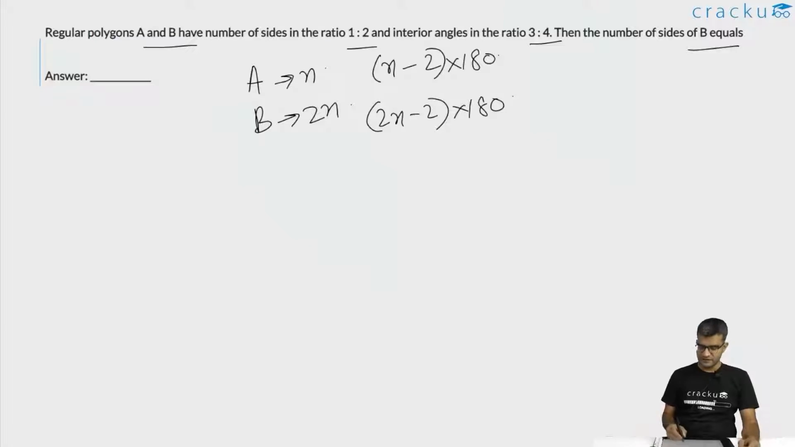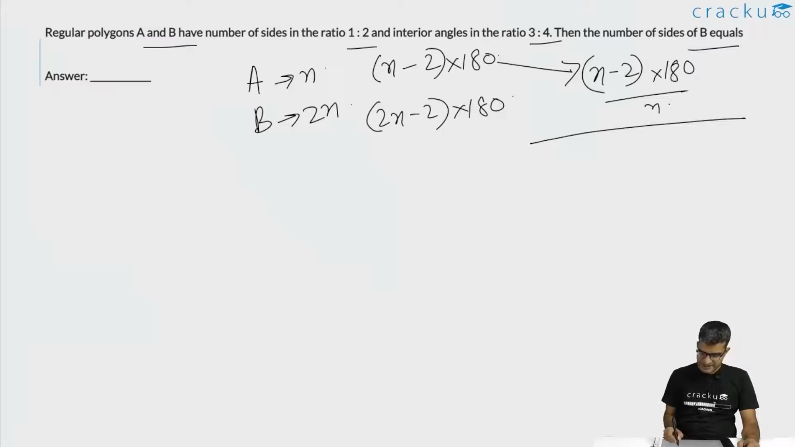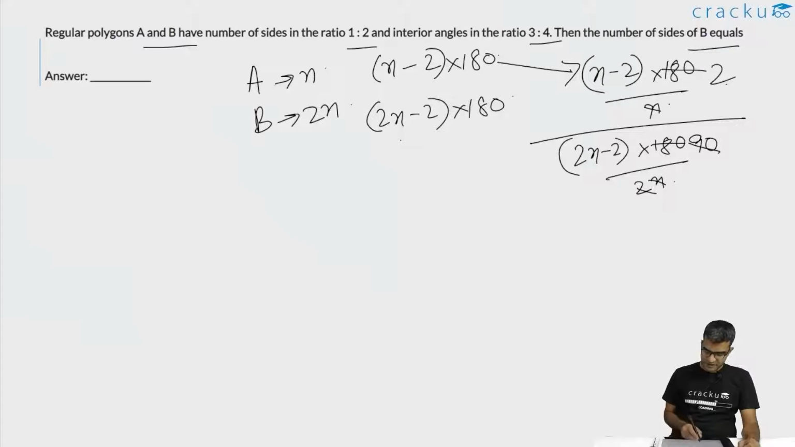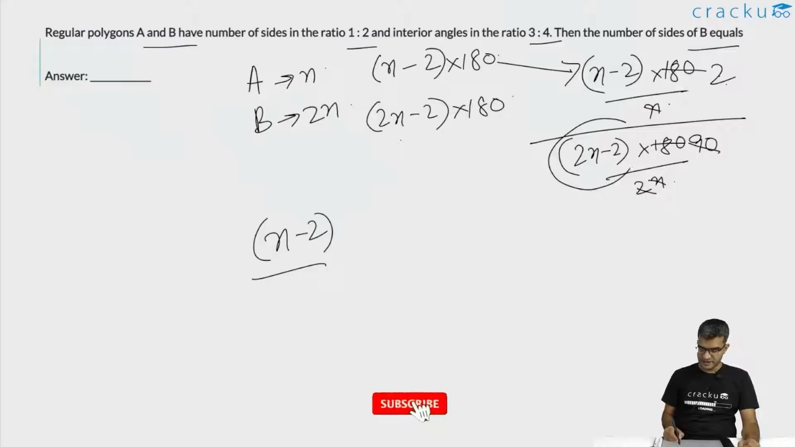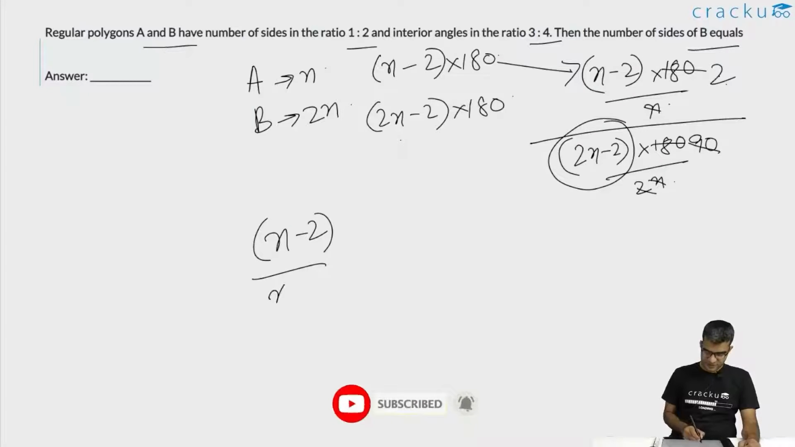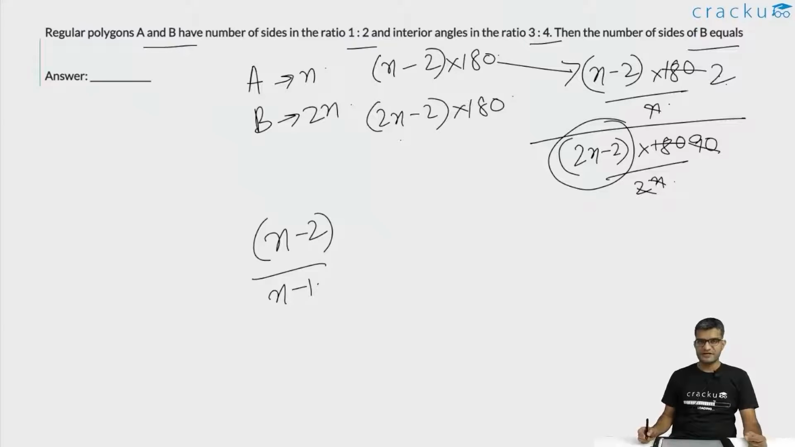So each interior angle of A will be (n minus 2) into 180 divided by n, and each interior angle of B will be (2n minus 2) into 180 divided by 2n. You can cancel n in the denominator. This will be 90. 180 divided by 90 is 2. So the required ratio is (n minus 2) divided by, you can cancel 2 in the numerator, and (2n minus 2) divided by 2 is n minus 1. So the required ratio is (n minus 2) divided by (n minus 1).